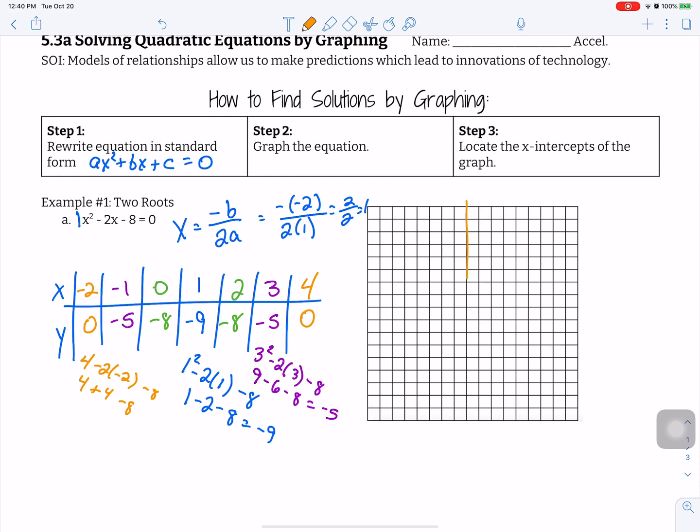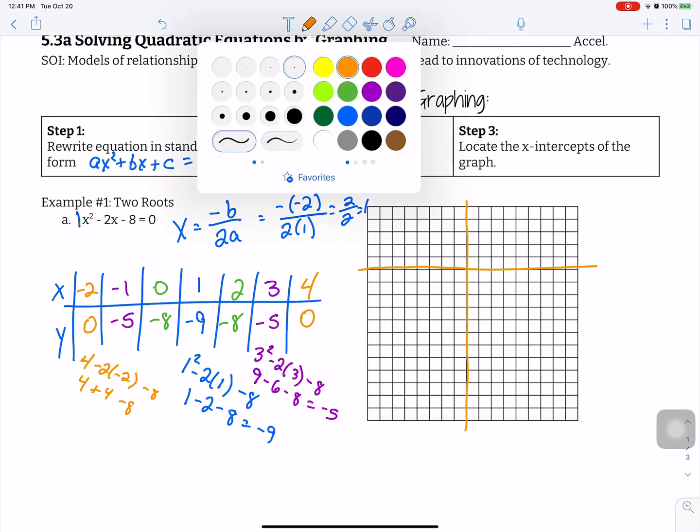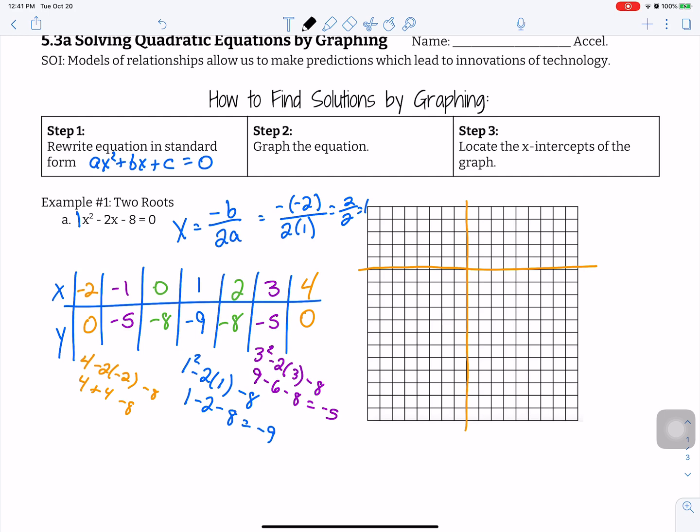So graphing this, I know I need to get down to a negative 9. So I'm just going to choose to put my x-axis closer to the top. That way when I'm graphing, it's a little bit easier. At 0, I go down negative 8. At positive 1, I'm at negative 9, and that's where I have my symmetrical piece. And then negative 1 is negative 5, and that's also going to be the same as 2. And then at negative 2, it's 0. And at 4, it's 0. And I can kind of estimate where the rest of my graph will go.